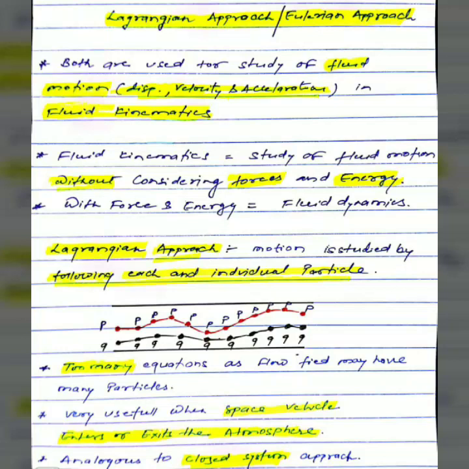And generally the particles are very high in number, so this method becomes very lengthy because the equations involved will be very high also. But in cases when the number of particles is limited, as in case of space vehicle entrance or exit from the atmosphere, this method is very useful. This method is analogous to the closed system approach.